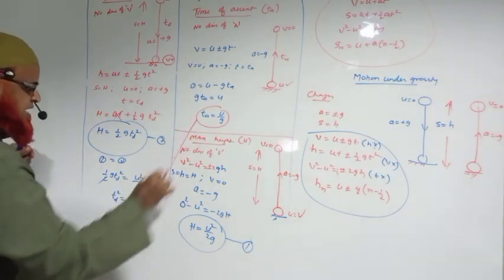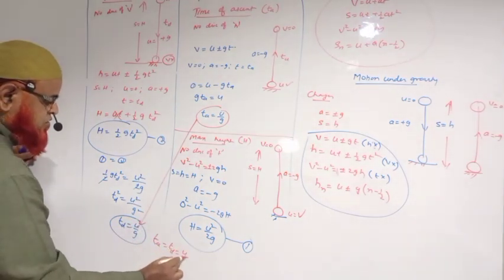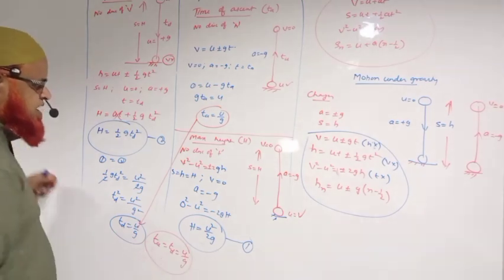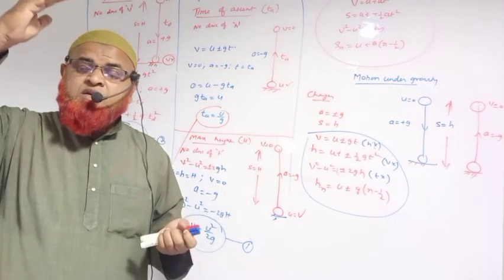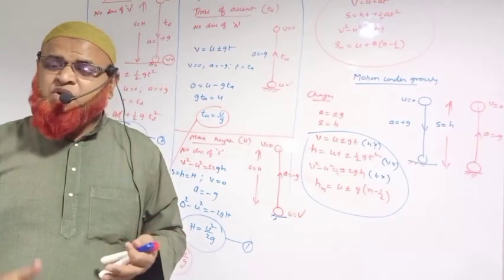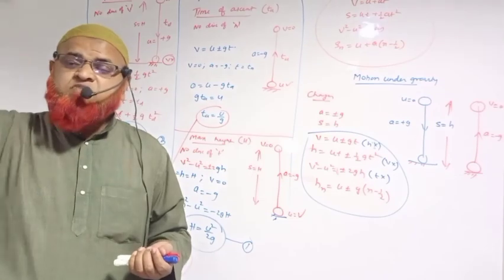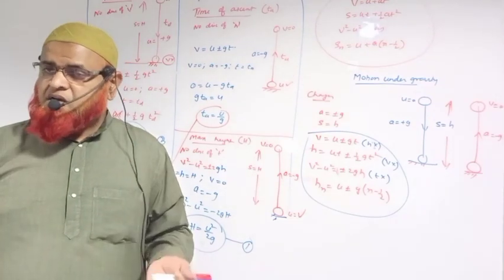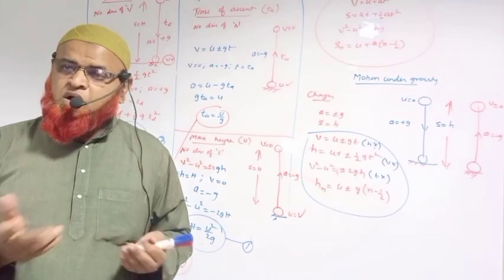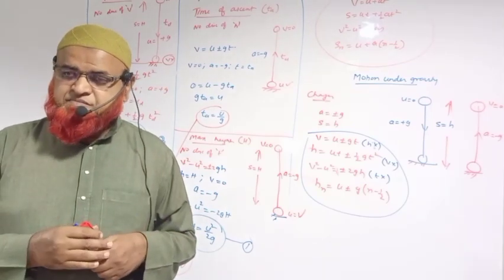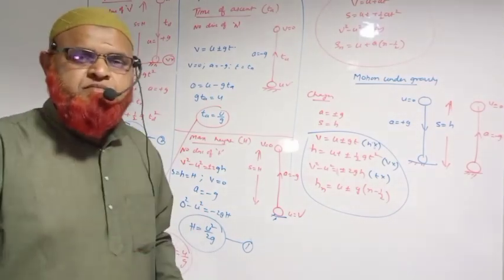With this it is clear that time of ascent is equal to time of descent is equal to u by g. Time taken by a body to reach the maximum height and time taken by a body to reach the ground from the maximum height is going to be the same. In how much time it reaches the maximum height, the same time it is going to reach the ground, if there is no air friction. Understood? So this is the concept here.